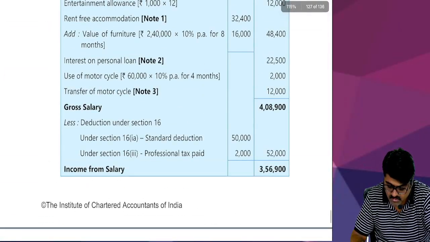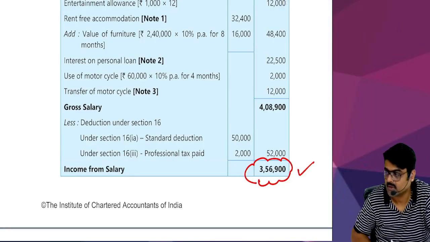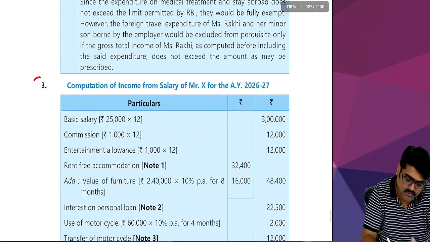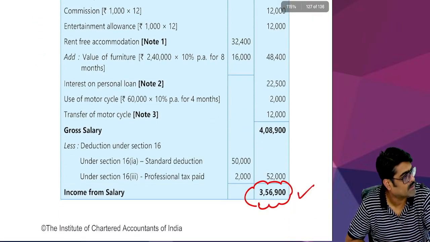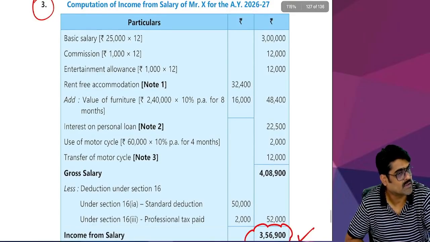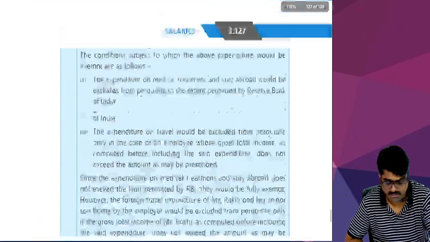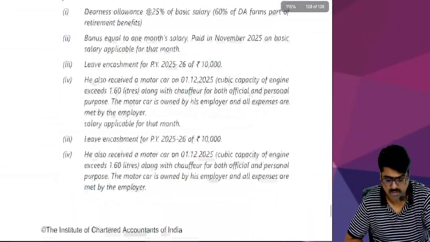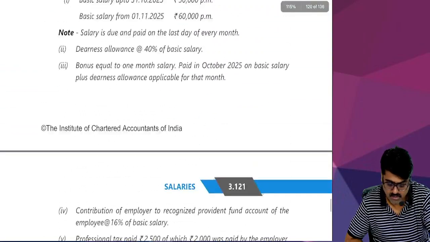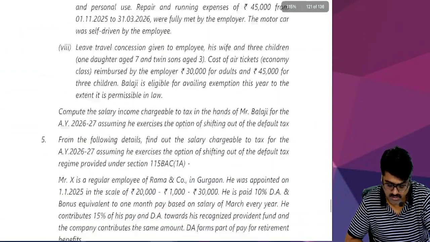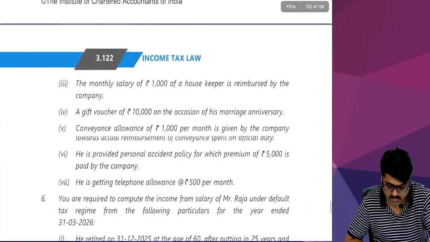Question number 3. 3,56,900. Can you see question number 3? All the amounts we have done in the same manner. Understood or not? Should I move ahead? Perfect, no? Okay. Now after question number 3, come to question number 4. No, right now 4 will not be done. Question number 5.